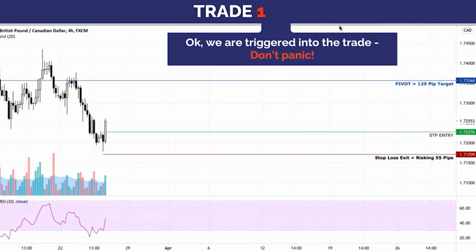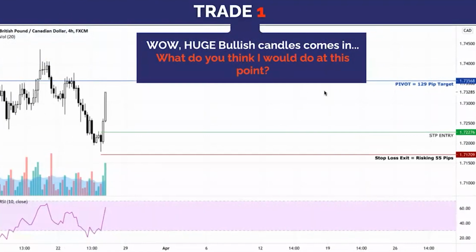So what would I do here? Just bear with me. The second candle comes in, huge bullish candle, huge bullish volume. The question is, what do you guys think that I would do at this point once I see that second huge candle come in? And look at the size of that. The volume is huge as well. What would you think I would do in that situation?